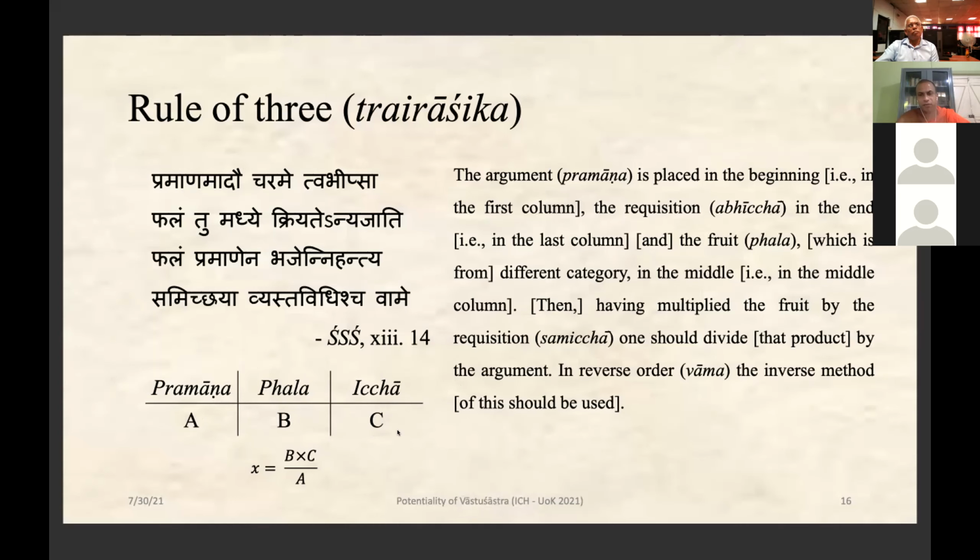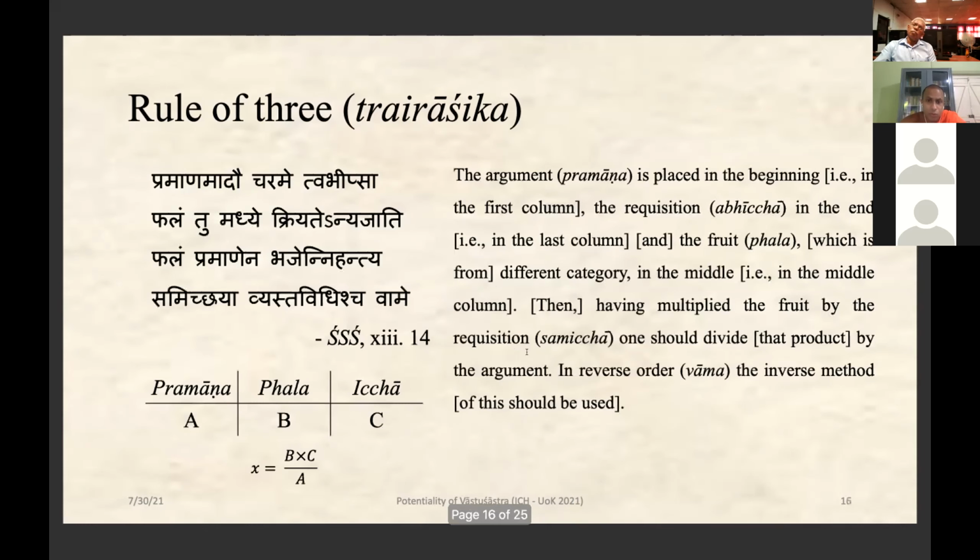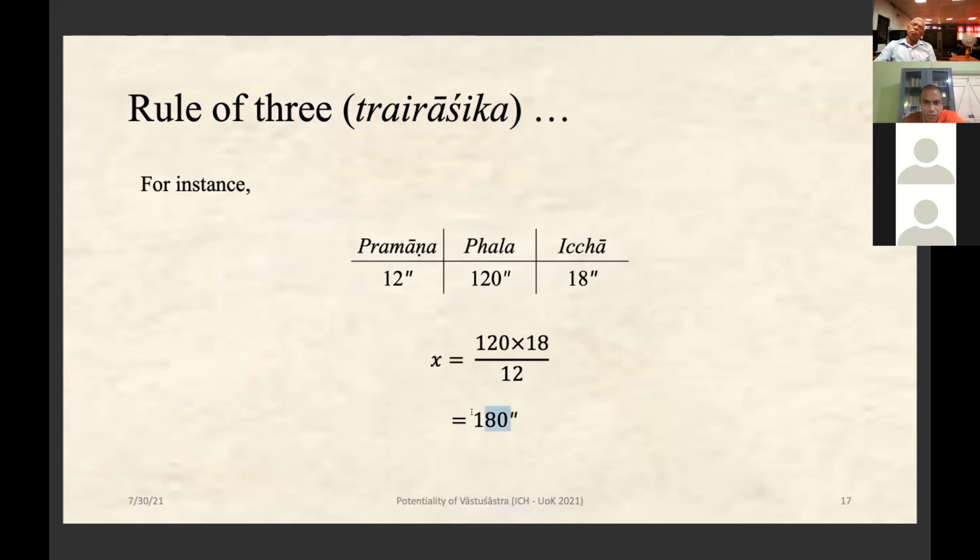For example, suppose someone wants to make an idol, a statue of Dashatala. He has taken his thala as 12 inches, so the height of the idol might be 120 inches. If he takes his thala to be 18 inches, what would be the height of the idol? If he exactly follows this rule, he can easily find that it is 180 inches.